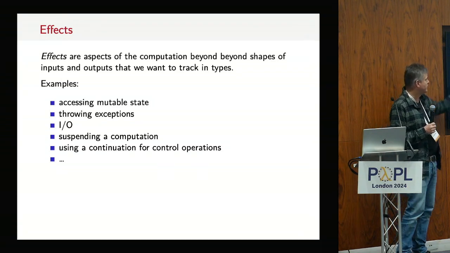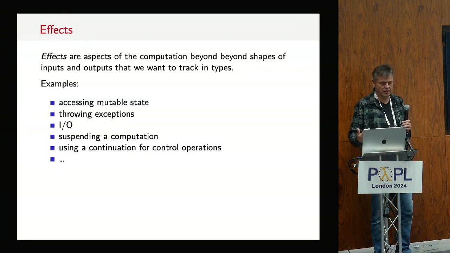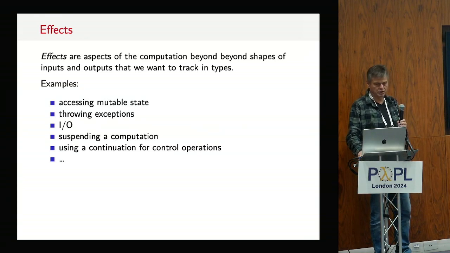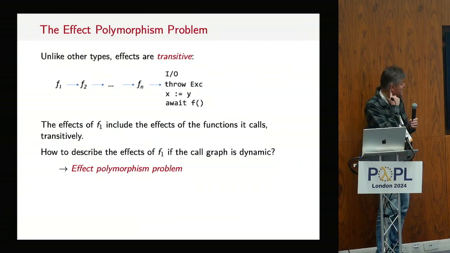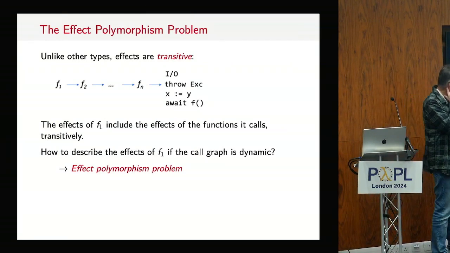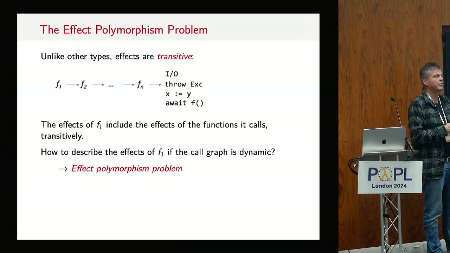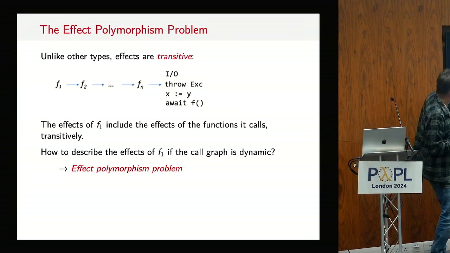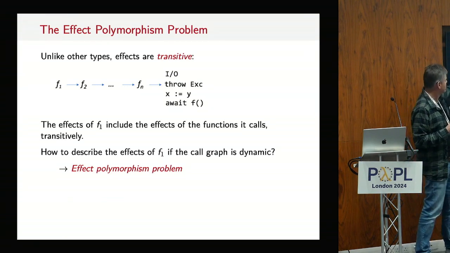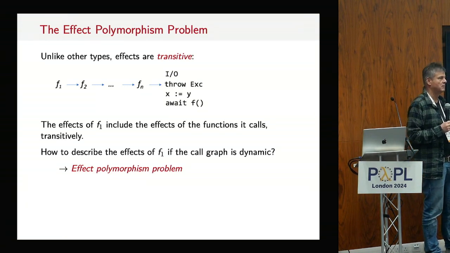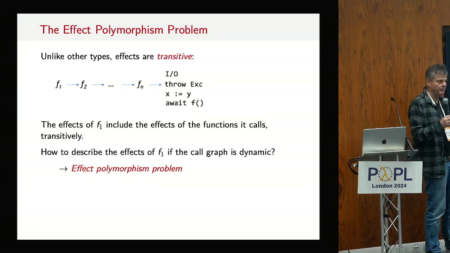So for instance, accessing state, throwing exceptions, doing I/O, suspending a computation, or using a continuation for control operations, and so on. So the problem with effects is that they are transitive, and that makes them a little bit different from other things in type systems. If you have a calling chain and the final member of Fn has an effect like I/O or assignment or throwing exceptions, then that's indirectly also an effect of F1. Other types don't behave that way. Other types are more local.